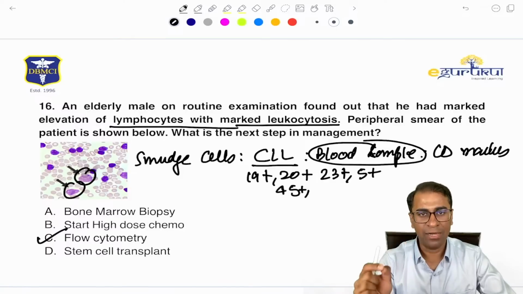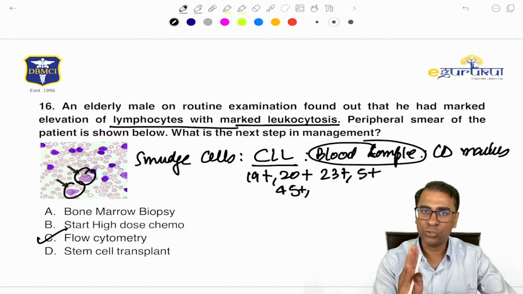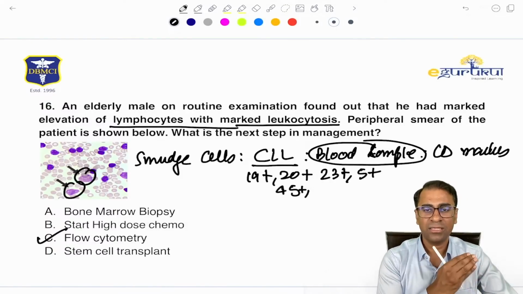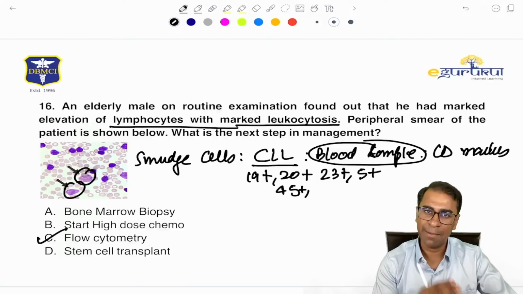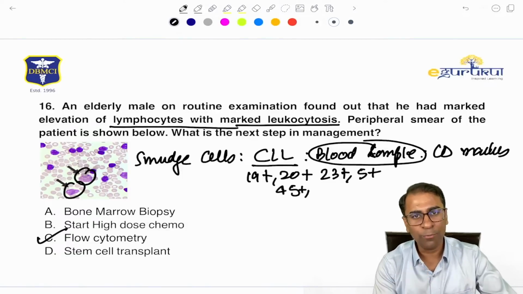In CLL and CML, you don't need to prove 20% blasts. Hence, you straight away go with flow cytometry in the CLL case. In CML, you can send a sample of blood or bone marrow, whatever you get, for FISH analysis.